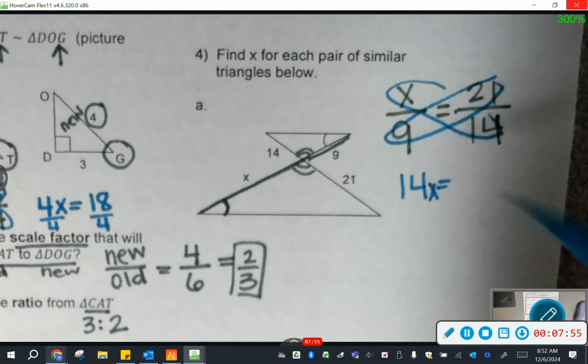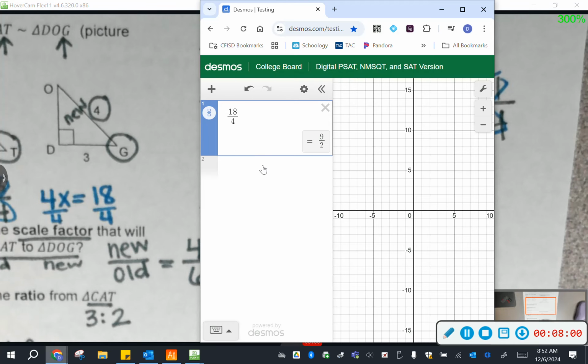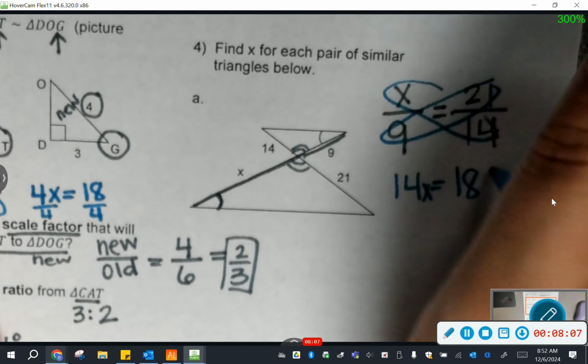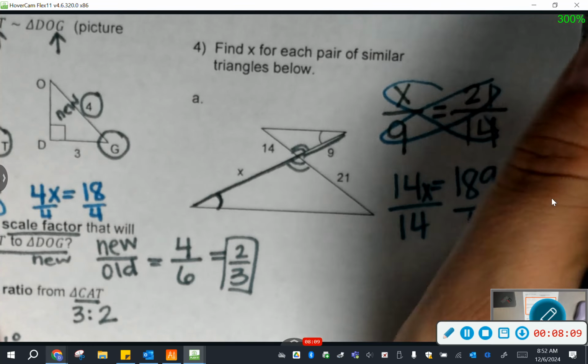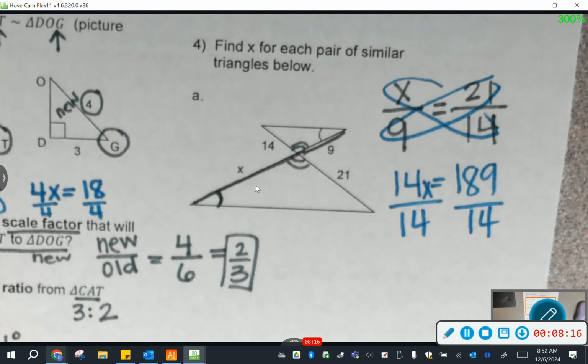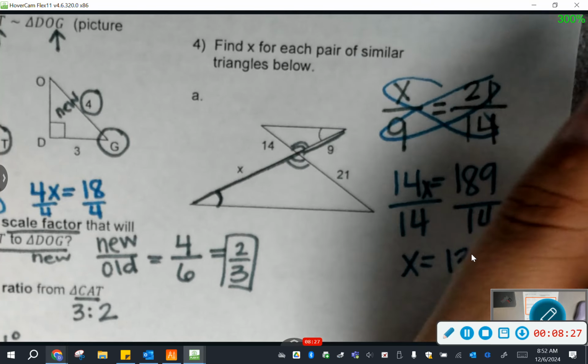Oh, 14x, sorry. What is 9 times 21? 189. And then I'm going to divide by 14. Do I have a question? Do you see how I started on X? I started with the big one. On the other side, I have to start with the big one. Does that make sense? What is it? 13.5. Thank you.